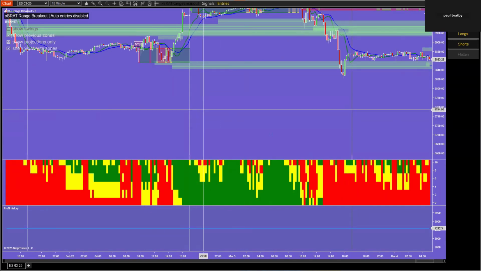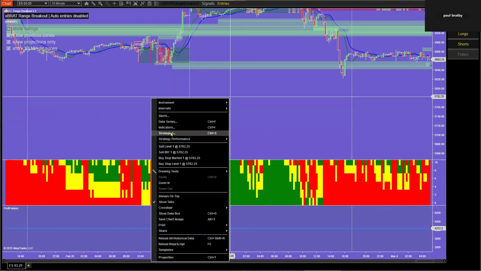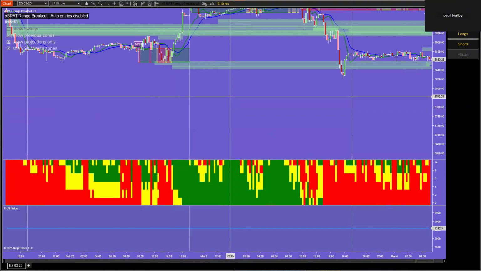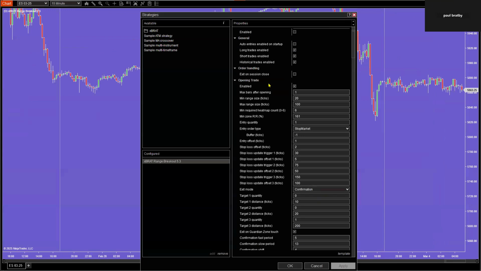It may only trade 2 or 3 times a month, but when it happens, it's really, really good. So what I'm going to do is just go through some basic settings that I've put together, like default settings, if you like. So let's pull that up. First of all, I am going to just disable this for a minute so you can see it more clearly. So there's 4 strategies for the range breakout.